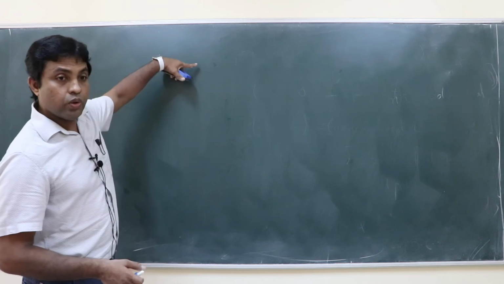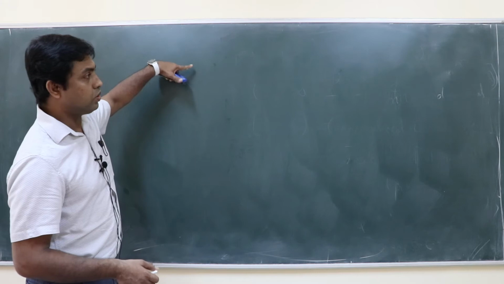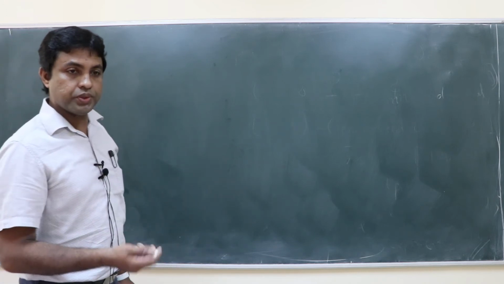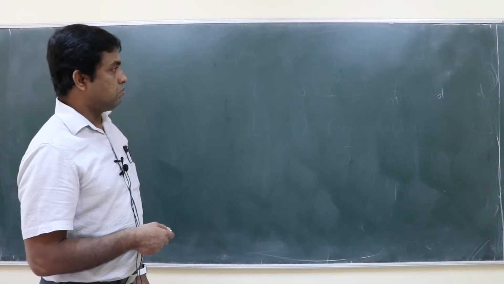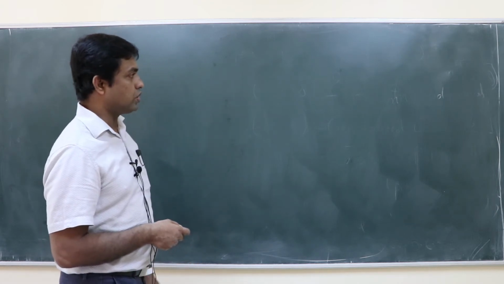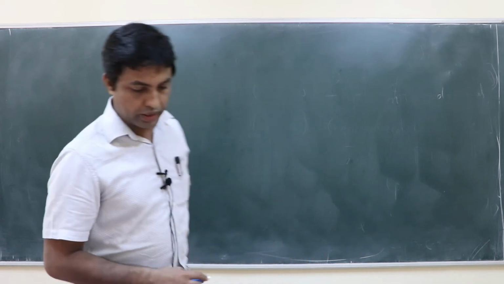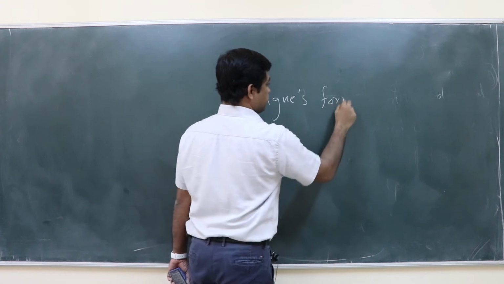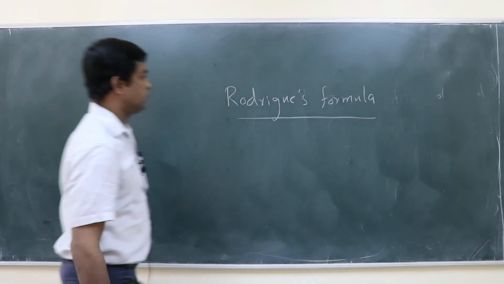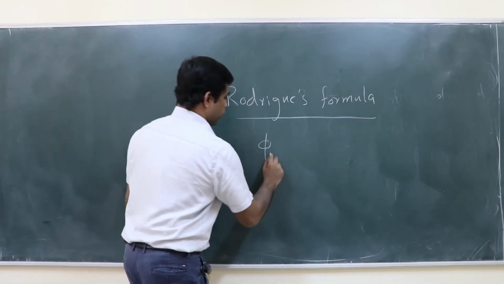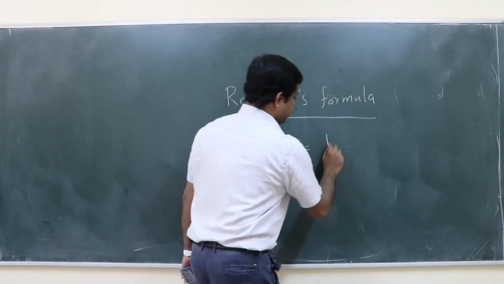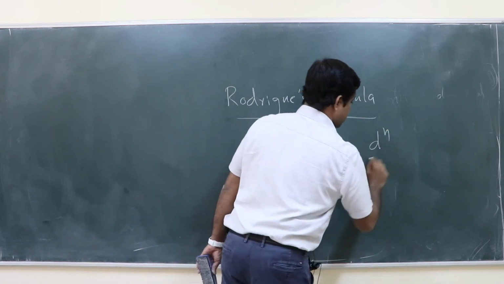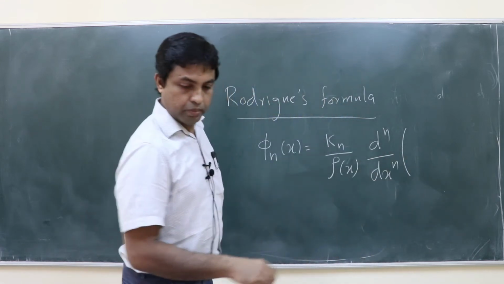Now, we already said how we get those polynomials. One method is to find the determinant of that matrix after finding the mk values. There are other ways to find these polynomials. One is using the Rodrigues formula. What is the Rodrigues formula? phi n of x is equal to kn divided by sigma rho of x, then the nth derivative d^n/dx^n of sigma to the power n times rho of x.